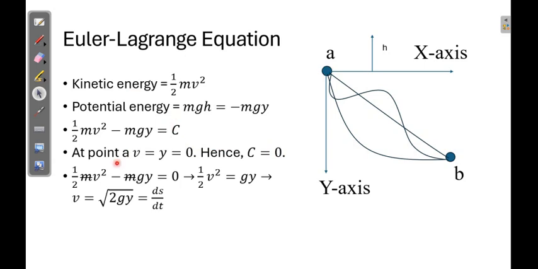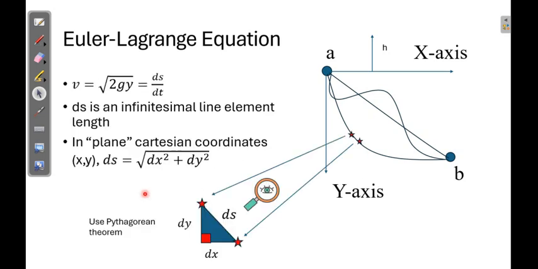Now we can rewrite the equation as half mv squared minus mgy equal to 0, and the mass of the particle can be cancelled out. We get half v squared equal to gy, because this can be transferred to the right hand side, and then we multiply by 2 and take the square root, hence we get that v is equal to square root 2gy.